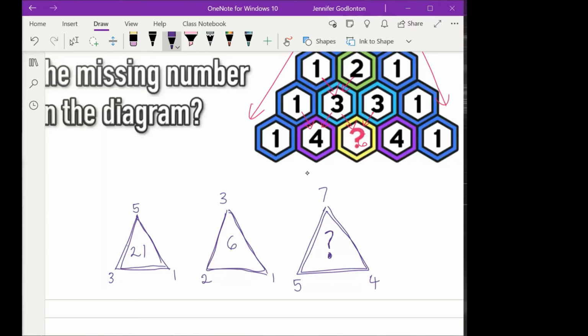a 1 at the bottom, and inside it's 21. In my second one, I've got a 3 at the top, a 2 and a 1 at the bottom, and my inside is 6. My third triangle, I have a 7 at the top, and then at the bottom, I've got a 5 and a 4. And I want to know what that question mark is. It is not 73, it's not 140, it's not 15.